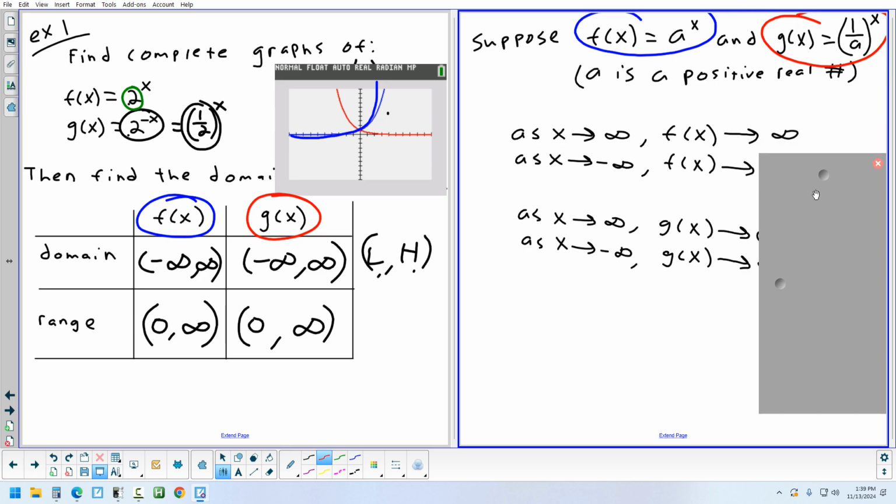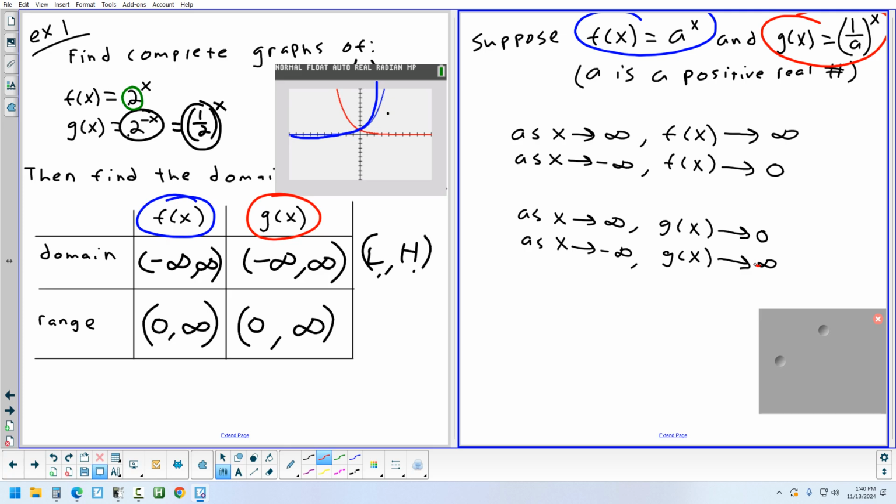Yep. Now, how about as x heads to the left on the blue one? It goes to 0. And what happens to those two things when you look at the red one? They switch. So now, on the red one, as you head to the right, the y value is getting closer and closer to 0. And as you head to the left, the y value is going to infinity. So that summarizes basically what always happens in exponential functions. One side always goes to infinity. The other one always goes to a number.